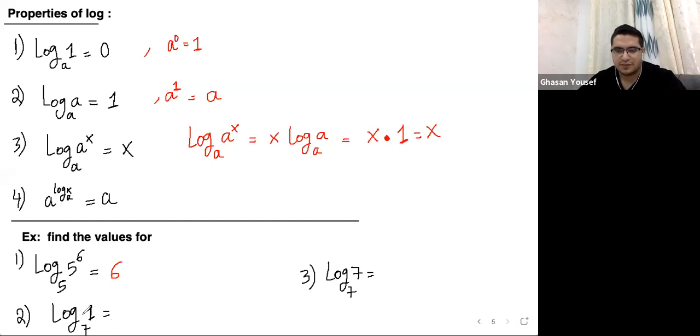Number 2, who will do the second one? Number 2, logarithm 1 to the base 7. As I said, logarithm 1 is always what?